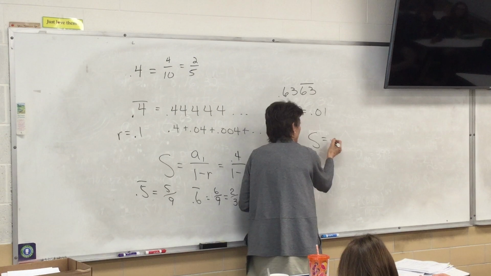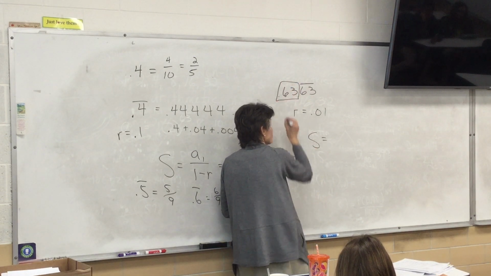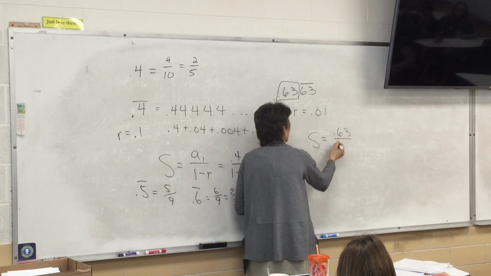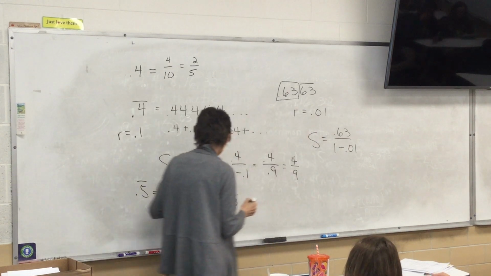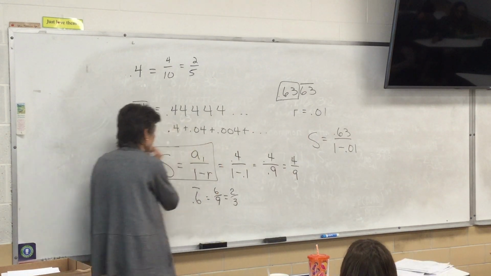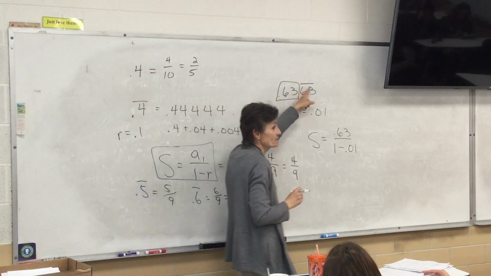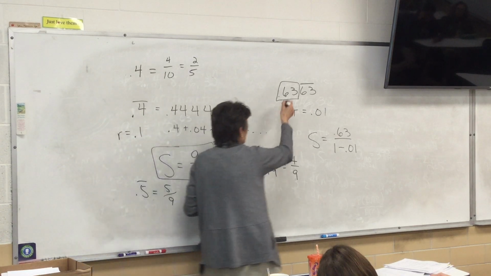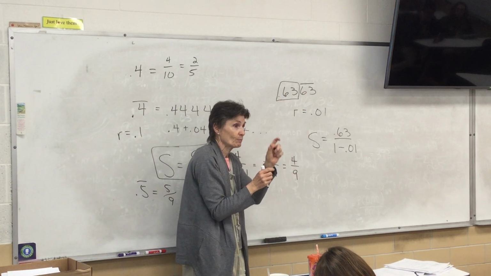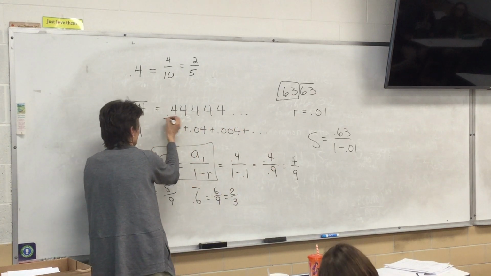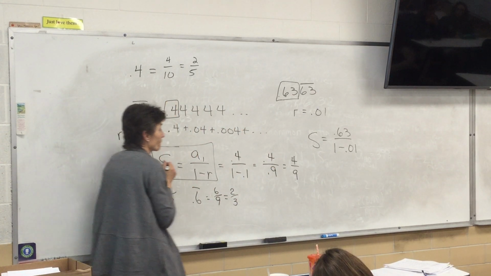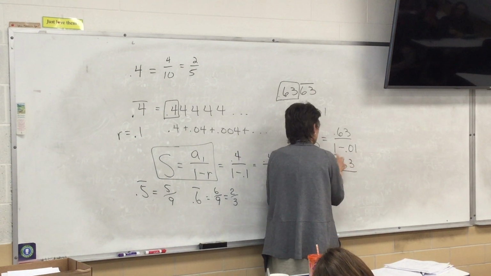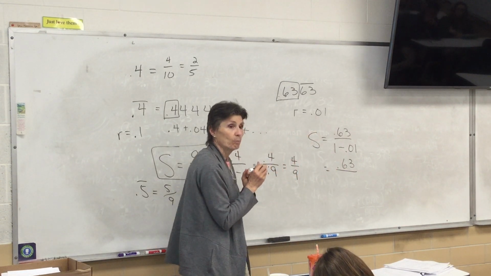So set up your formula. Your first term, the first chunk that repeats, is 0.63. Your ratio is 0.01. So here's your formula. Anytime you're infinite, and that's what this means, it repeats forever, it's infinite, you're going to use this formula. Your first term is the first chunk that repeats. So over here, our first term was the 0.4. Now it's the 0.63. What is 1 minus 0.01, 0.99.